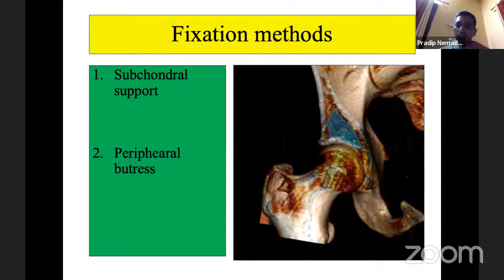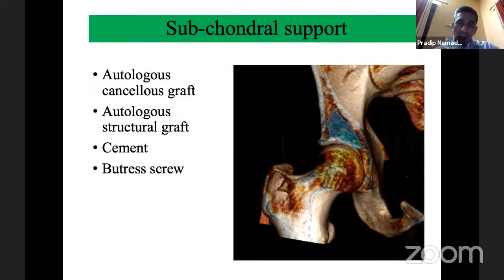As far as the fixation method is concerned, there are two aspects: the subchondral support and the peripheral buttress. The subchondral support can be provided by autologous bone graft, or you can use an autologous structural graft such as a bicortical or tricortical graft of iliac crest. We can use various kinds of cement there, and we can put a metal buttress screw that can be passed either from medial to lateral or anterior to posterior direction, supporting the dome impacted fragment.